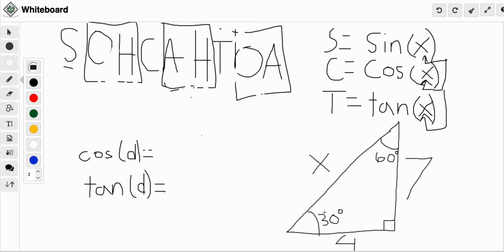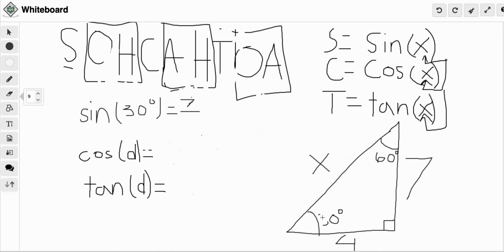So, if we take the sine of 30 degrees, from our little word here, we can tell that sine is opposite over hypotenuse. So sine of 30 degrees equals 7 over, actually, this is going to get really confusing for later lessons, so I'm just going to change these angles a little bit.